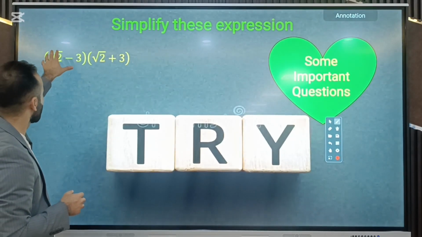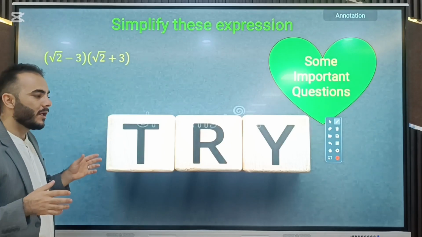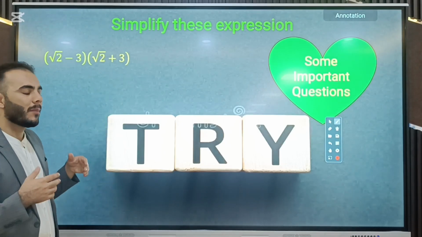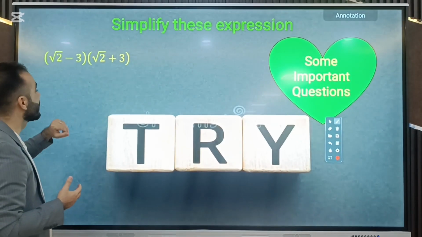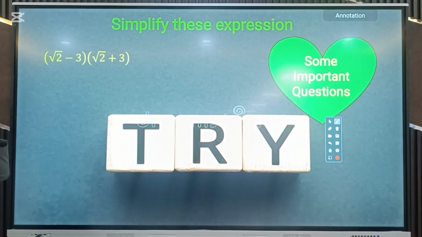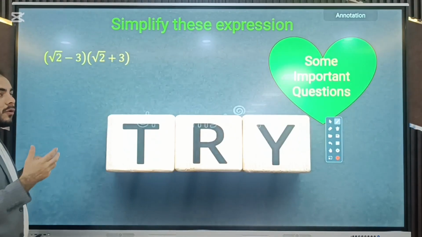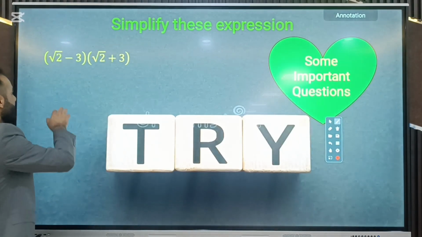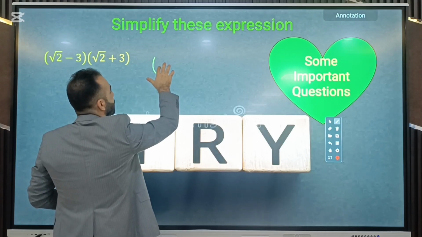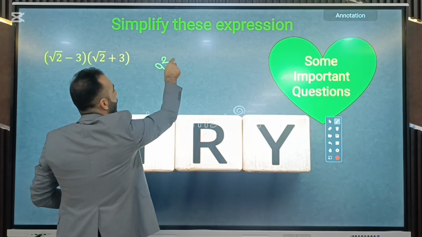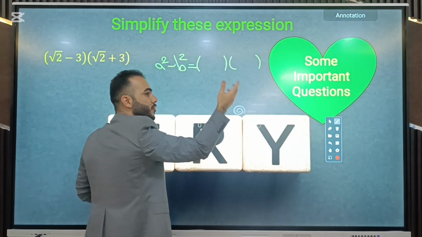one of them is square root of 2 minus 3, the other is square root of 2 plus 3. How are you going to multiply them? Again, you already studied these kinds of questions, but let me remind you of the strategy. Remember, there was a property called the difference of perfect squares. For instance, a square minus b square was equal to, we said we are going to open two brackets.